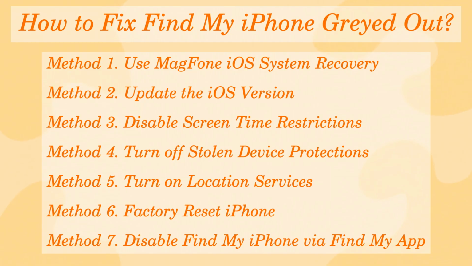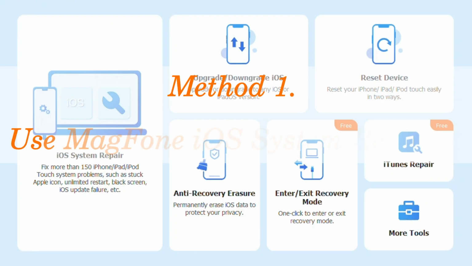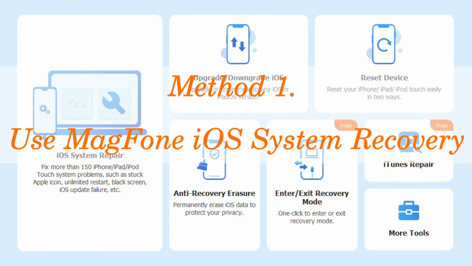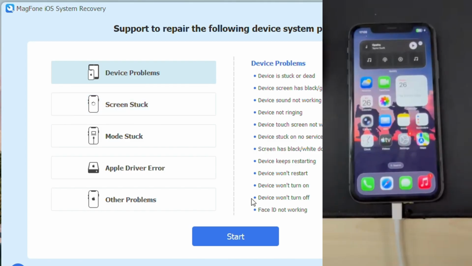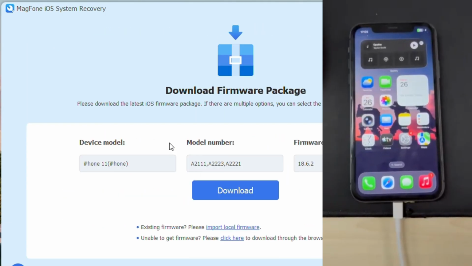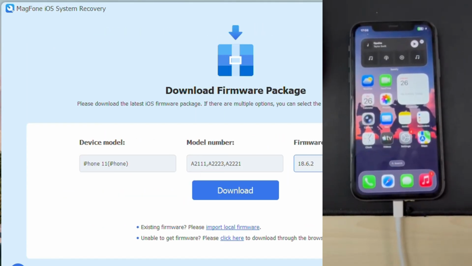Method 1. You can download and install MagFone iOS System Recovery. This professional tool can help you fix the iOS glitches in the iOS system. First, use a USB cable to connect your iPhone to your computer. Enter the interface and choose iOS System Repair. When your iPhone is detected by the software, choose Standard Repair Mode.